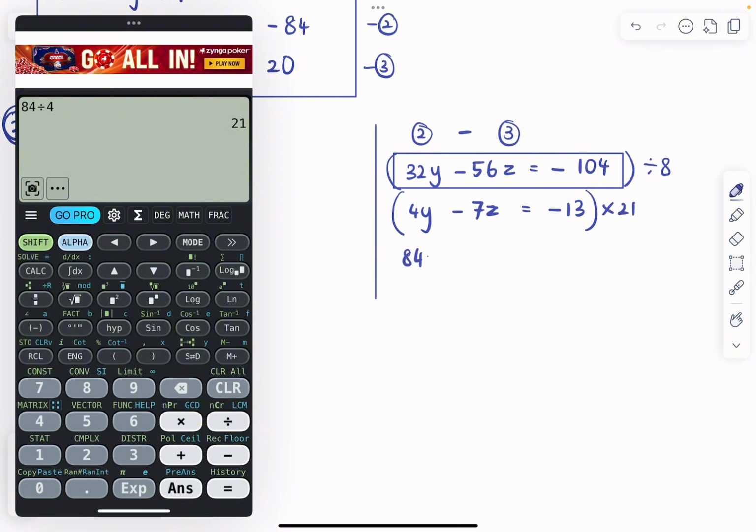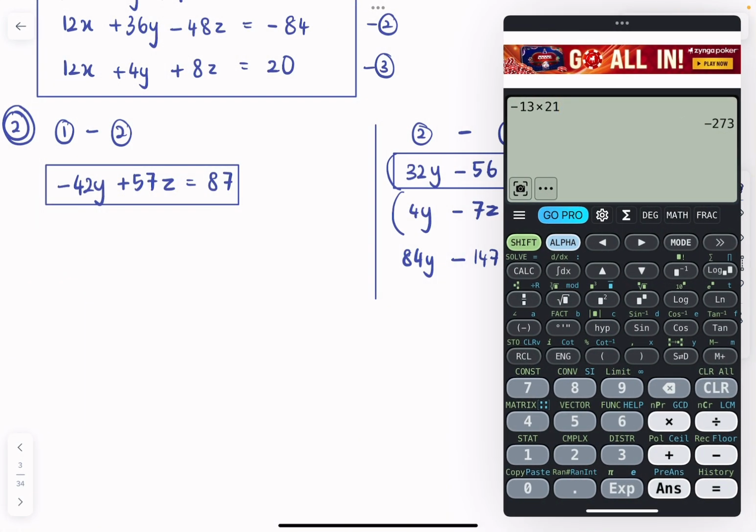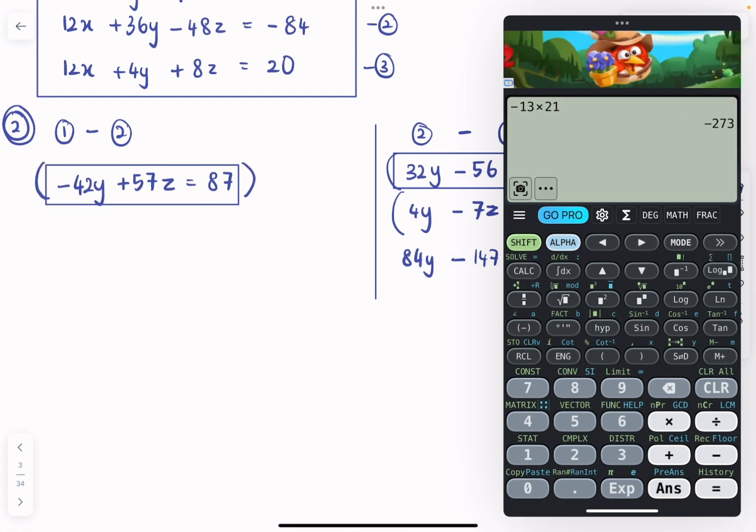So we'll get 84y. Negative 7 times 21 is negative 147z. Negative 13 times 21 is... Okay. This side, we can make this 84 by multiplying by 2. So we get negative 84y. 57 times 2 is 114.